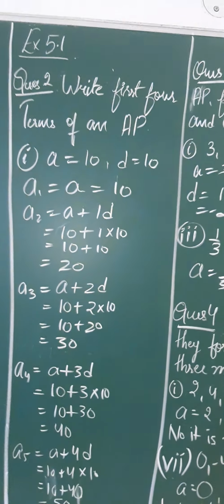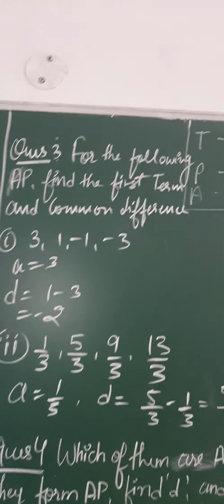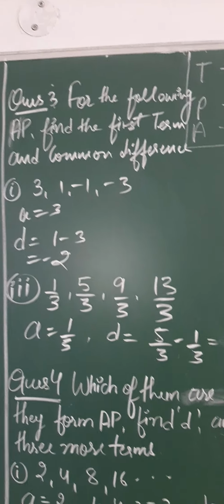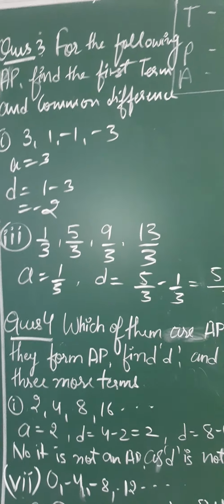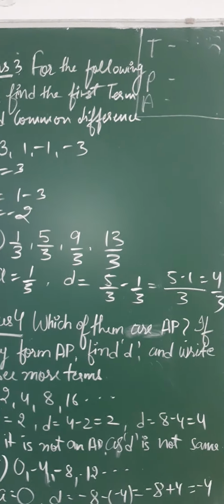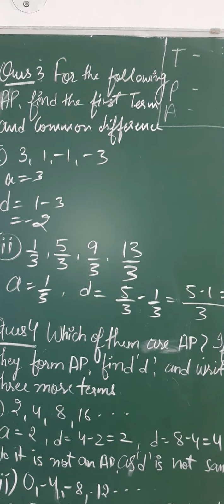Do all the parts in your notebook. Now come to question number 3. For the following AP, find the first term and the common difference. It's a very simple question. We have to find the first term and the common difference in all the parts. The question is given to us: 3, 1, minus 1, minus 3.